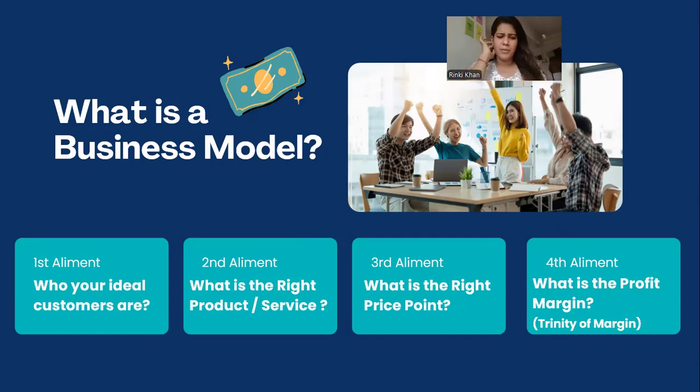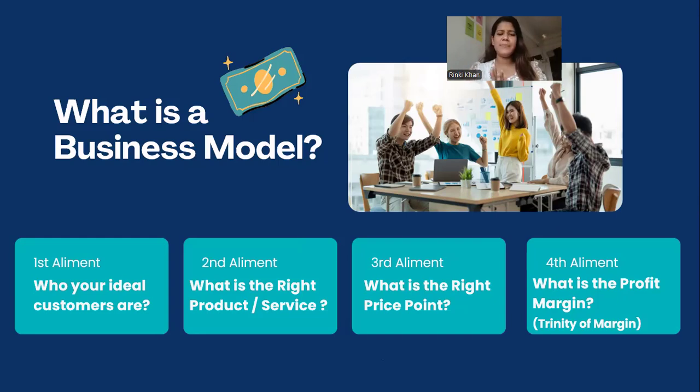Okay, so a proposed venture sells its product and services which customers are willing to pay for. Whatever product I am going to launch in the market, a customer is willing to pay more than my required investment and my operational cost. So this is the right price point which we design in the business model. This is the third element, and the fourth element is the profit margin, the trinity of margin.